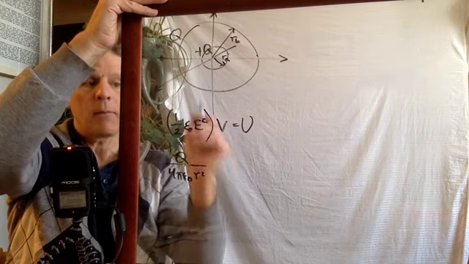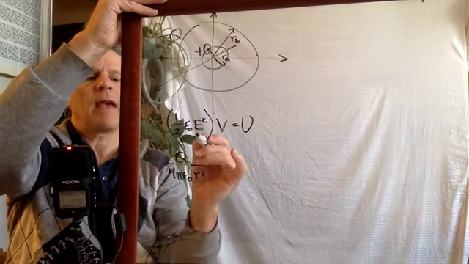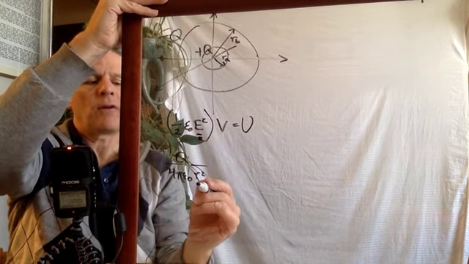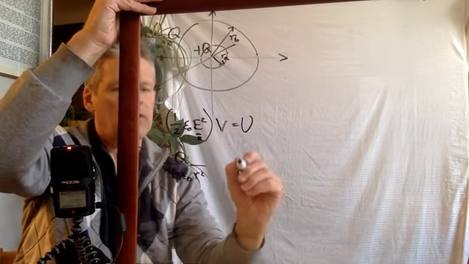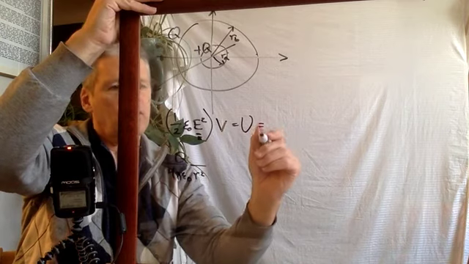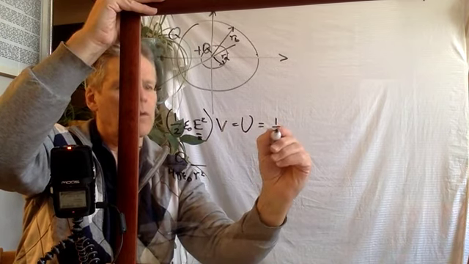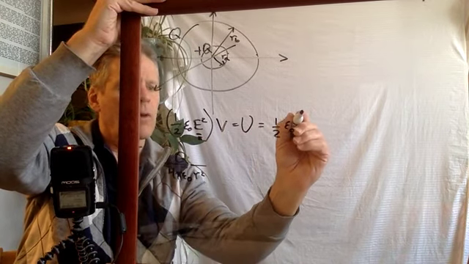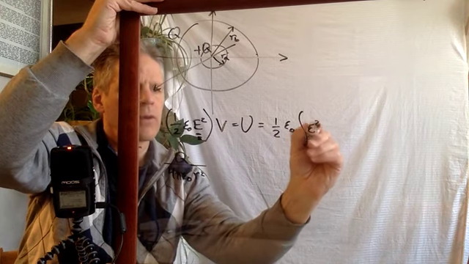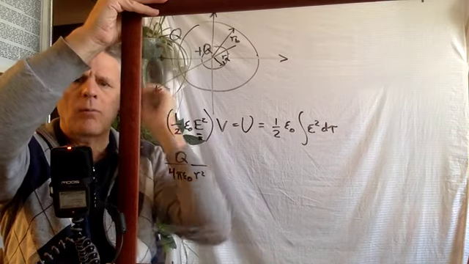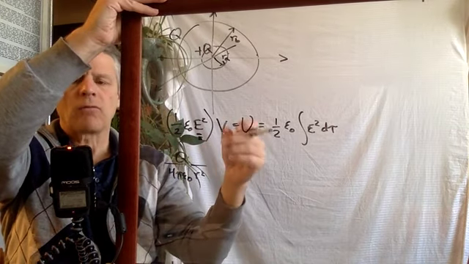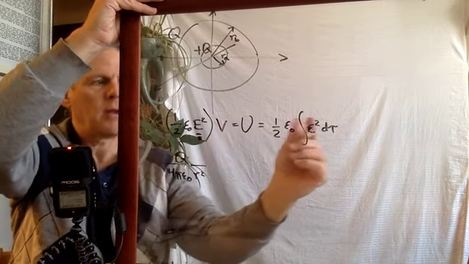Well, no, I can't, because this energy density, E, is a function of R. And so I have to do what I need to do to calculate this. I'm going to say this is going to equal the integral of 1/2 epsilon 0 E squared d tau. You guys remember that I use the d tau abbreviation to represent the volume element here.